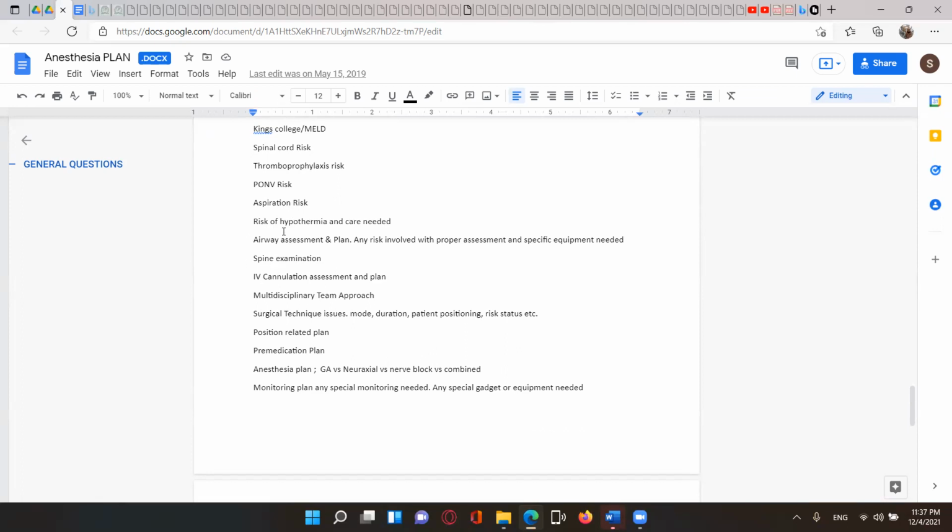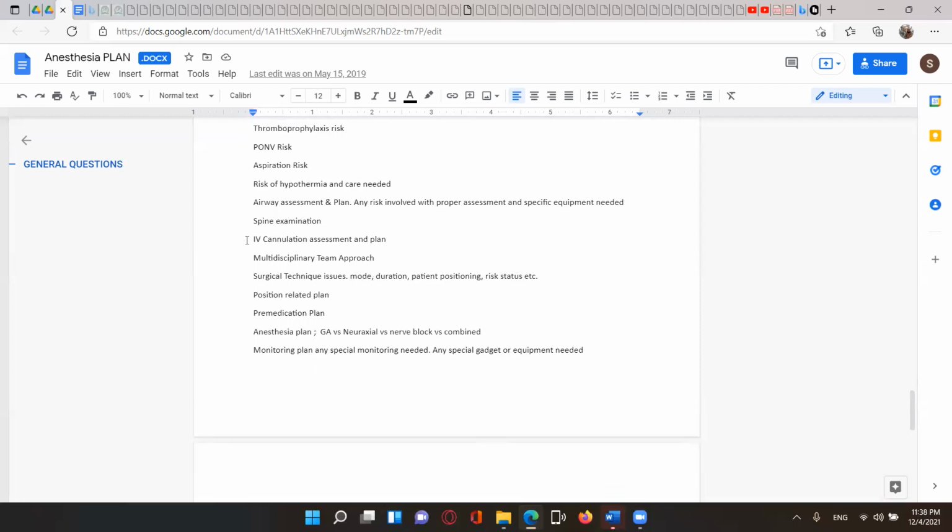Yes, spine examination. Any condition in which you are expecting kyphoscoliosis, in which you can face problems in the spine. And yes, IV cannulation. So this is also part of your anesthesia planning. Any old age patient, pediatric patient, or chubby patient. The patient who looks chubby looks very beautiful, but it's actually a nightmare for the anesthetist.